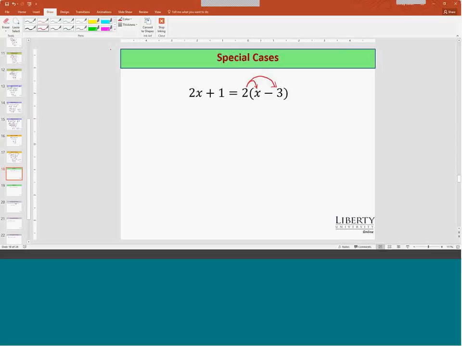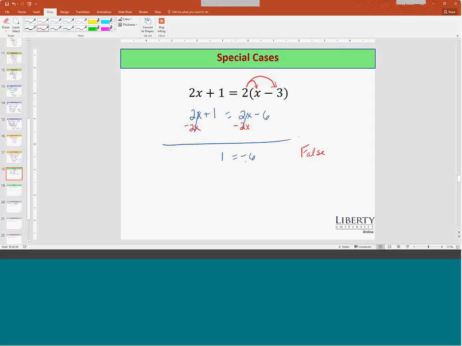Distribute the 2 to both terms inside the parentheses. The left side is already simplified. So plus 1 is equal to 2x minus 6. Now we have terms with variables on both sides, so let's subtract 2x from both sides to get rid of one of the variable terms, but look what happens. Both of them disappear. So we have 1 is equal to negative 6. We know that 1 is not equal to negative 6. So this is a false statement.